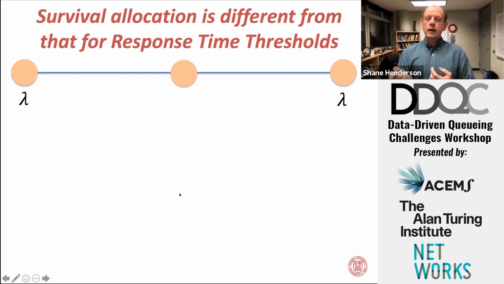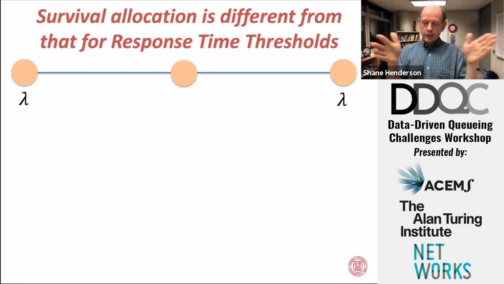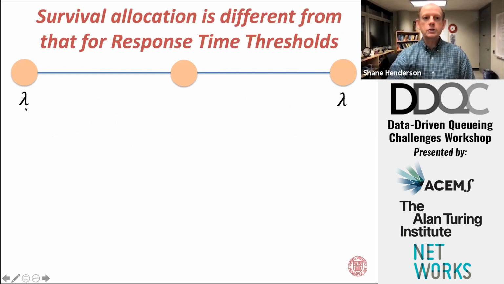So the allocation you get by maximizing for survival is different from the allocation you get for minimizing late calls, right? So late calls, those that have response times outside a threshold. Here's an example that shows that. I have 3 locations. I have 2 demand locations, each of which has some demand rate lambda. And then I have some volunteer location potentially right in the middle between these 2. So volunteers can be at one of these 3 dots.